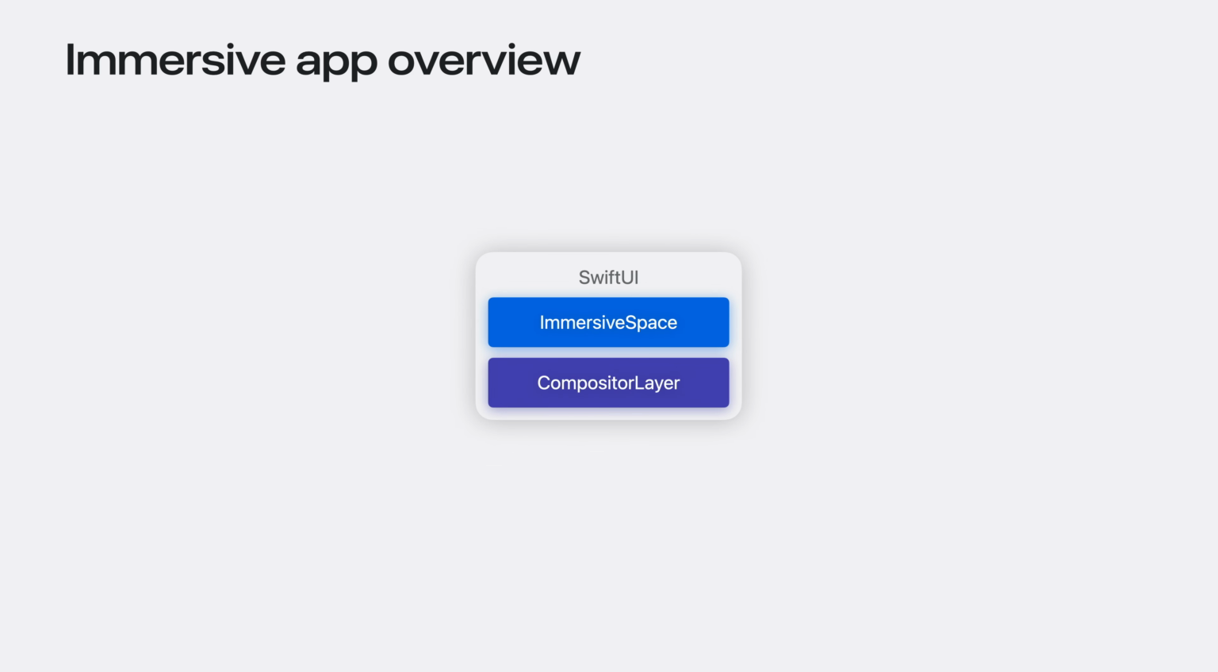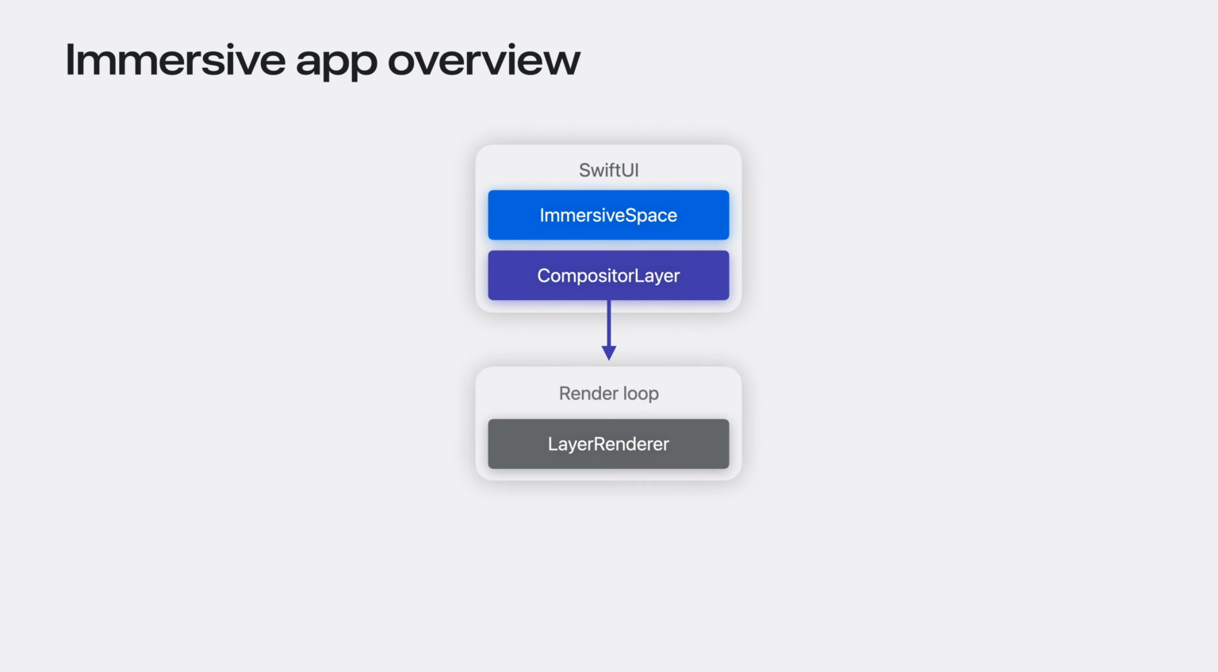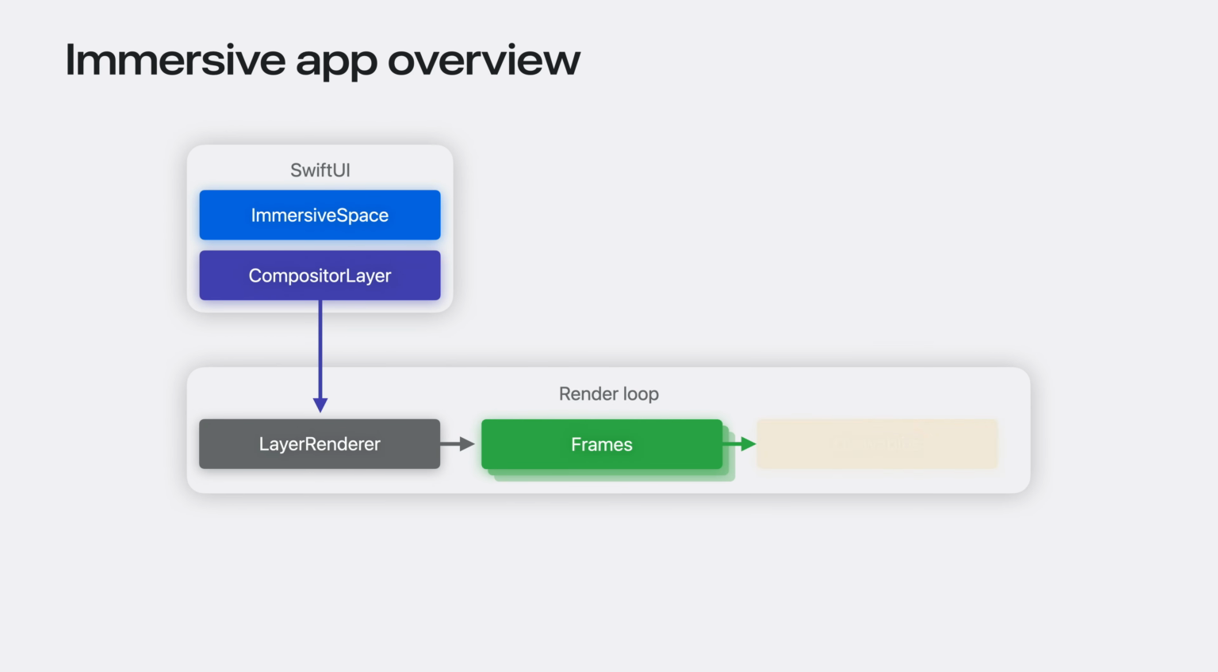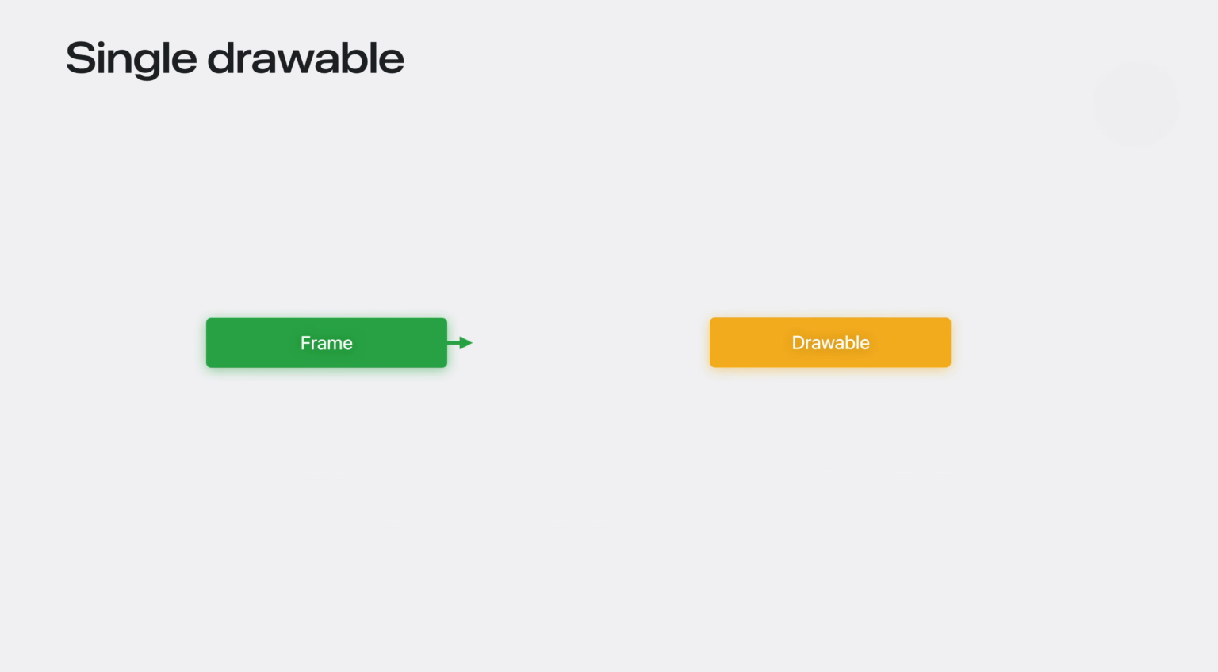A Metal immersive app starts in SwiftUI, where you create an immersive space that holds a compositor layer. The layer provides a layer renderer object for using your render loop. You query frames from the layer renderer. From each frame, you get drawables, which contain textures you use to render your content. If you've already created a Metal immersive app, you are querying a single drawable for each rendered frame.